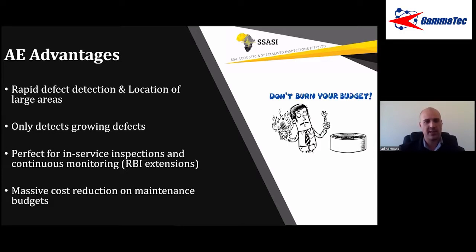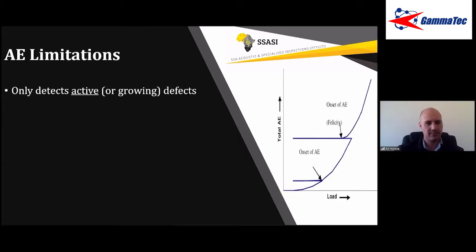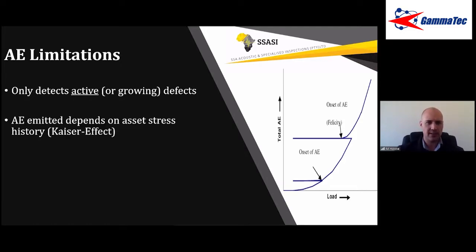So saving money is a massive factor on Acoustic Emission because it is so well suited for in-service inspections. Now, limitations. Once again, it only detects active or growing defects. Now, it's an advantage and a limitation depending on what your application, what your damage mechanism is. So this is a limitation that clients need to be aware of, and any professional in the industry.